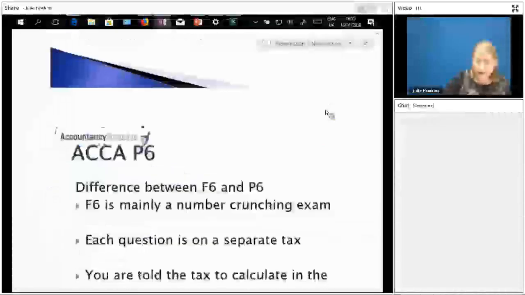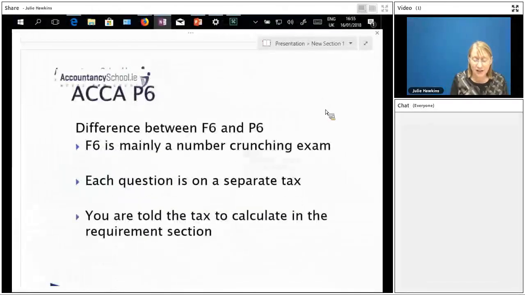Now, what's the main difference between F6 and P6? F6 is mainly a number crunching exam, and you spend a lot of your time doing calculations, income tax calculations, corporation tax calculations, and capital gains tax calculations. And you might actually have to work out the VAT due or payable or refundable to a business. And with F6, you'll have your multi-choice questions, and then you'll have your 7 other questions on separate taxes. So each question is on a separate tax.